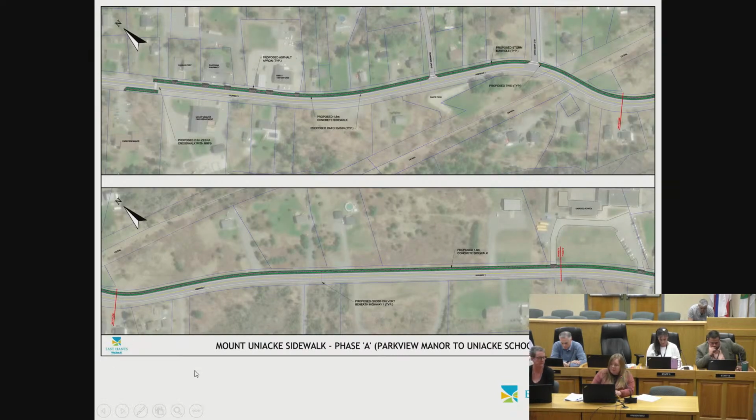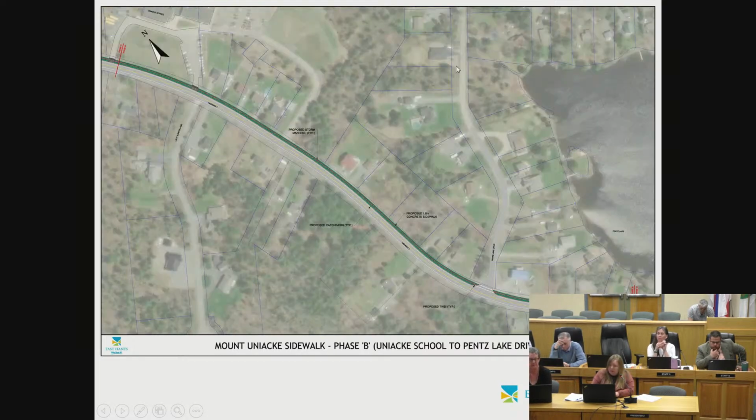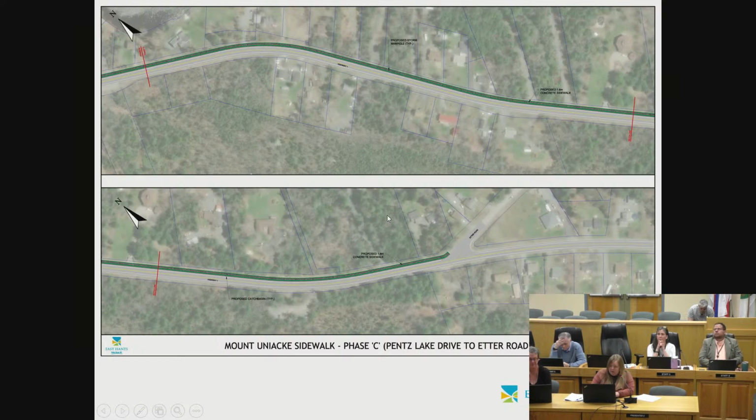And we have, Logan did up some wonderful images here for us. So this would be Phase A, and then as this shows here, there's sidewalk on the Parkview Manor side of Highway 1, and then at the crosswalk, it changes over, and the sidewalk is then on the other side of Highway 1 going all the way down to the school. So that's Phase A. Phase B goes from the school all the way down and just past Pence Lake Drive. And then Phase C, Pence Lake Drive to Etta Road.